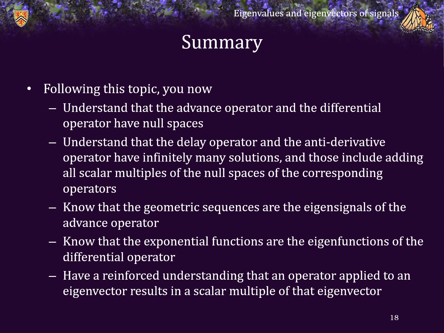We've also reinforced the understanding that an operator applied to an eigenvector results in a scalar multiple of that eigenvector. The derivative of e to the lambda t is lambda times e to the lambda t, and the advance operator applied to the geometric series with ratio gamma is simply gamma times that geometric series.